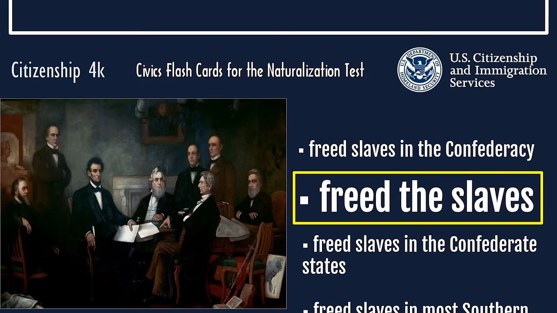Why does the flag have 50 stars? Because there are 50 states.